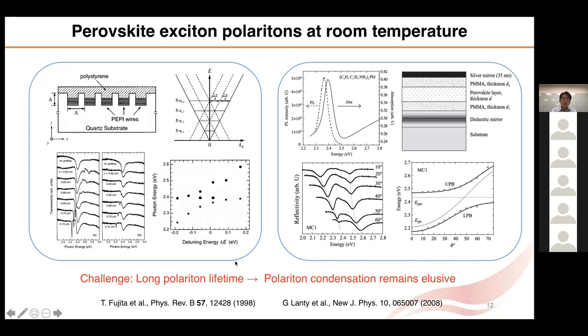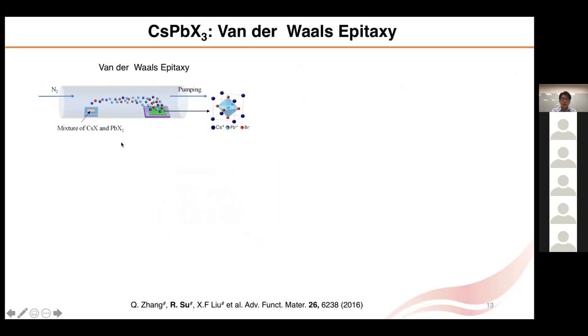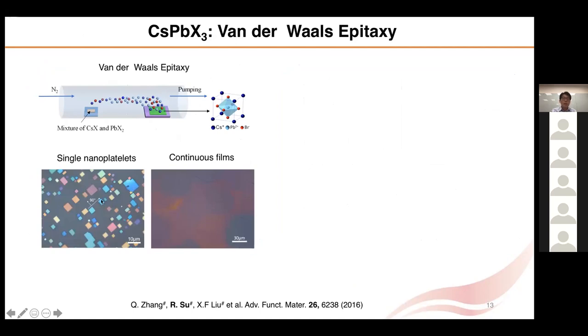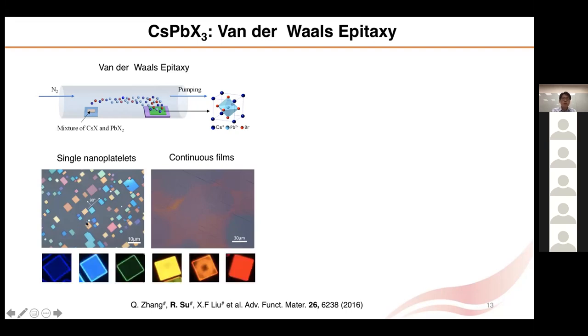So in this case, we start from the synthesis of high quality perovskite crystals, and we developed a very unique vapor phase synthesis method that allows van der Waals epitaxy to grow high quality crystals as shown here. With this method, we can get those individual nanoplatelets with well-defined shapes as well as controlled thickness. In addition, we also can grow it into continuous films on the centimeter scale. And by changing the composition inside the perovskite crystal, we are able to precisely tune the intrinsic excitonic property of the perovskite throughout the whole visible range.